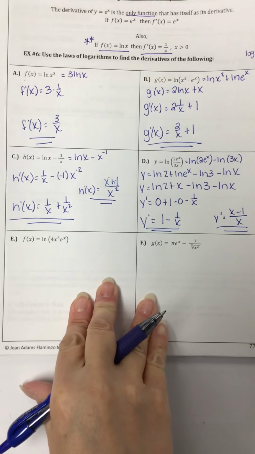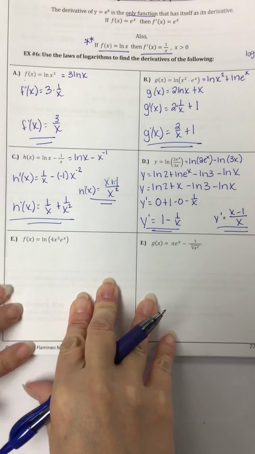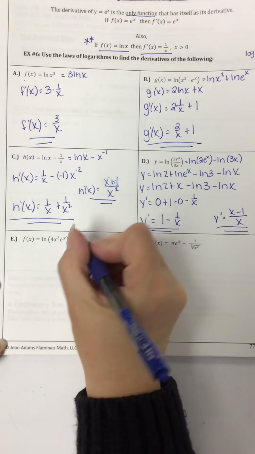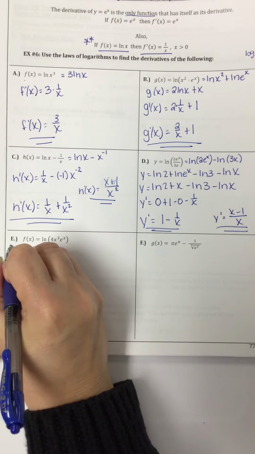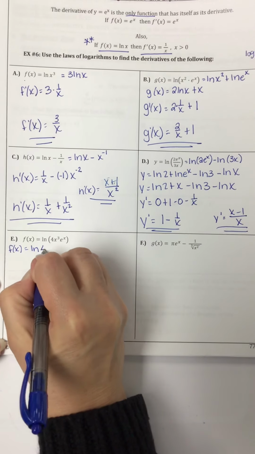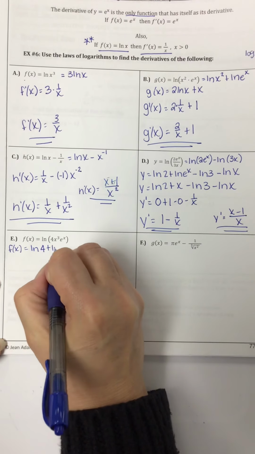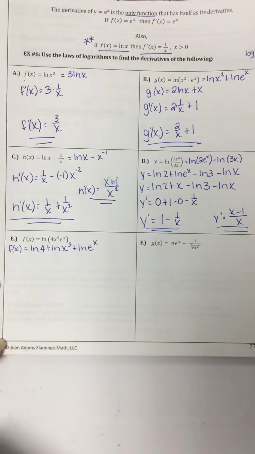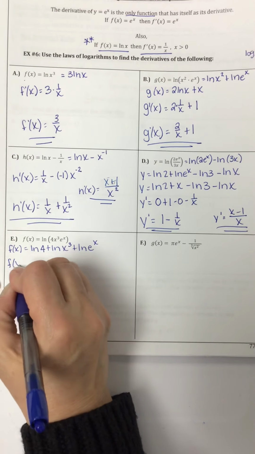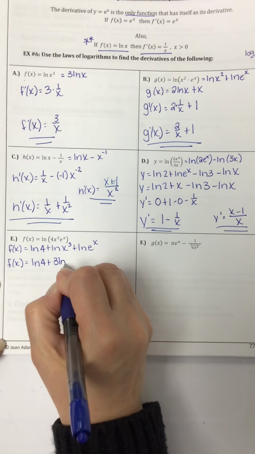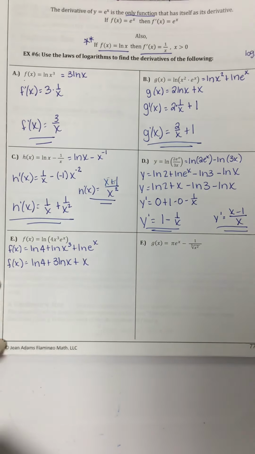Looking at E. We got a lot of separating to do there. Mm-hmm. So here, f of x would equal, they're all being multiplied, so I'm going to separate them all with addition. Do you agree? Yep. And then I can do a little bit of cleanup there. My function would be ln of 4 plus 3 ln of x plus x.